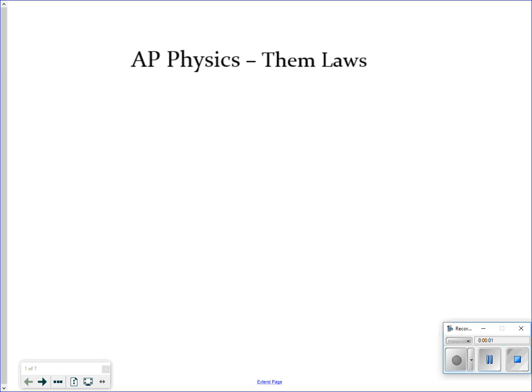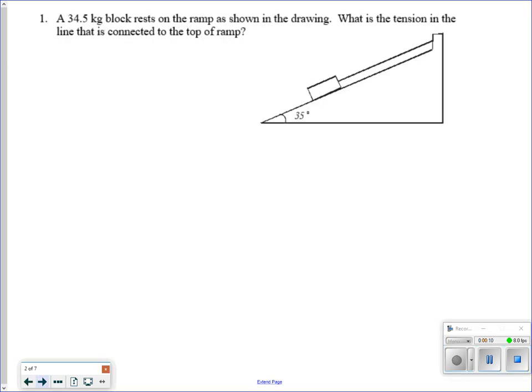Hey there, AP. Let's get started going over some of these questions that we've got from this particular worksheet, some good practice. So here we go.